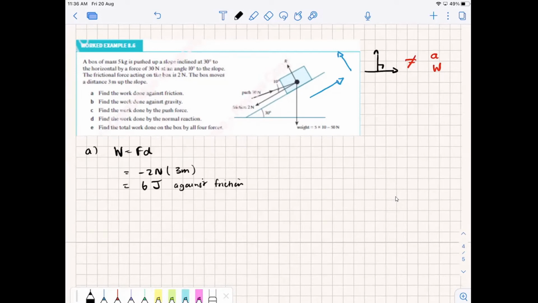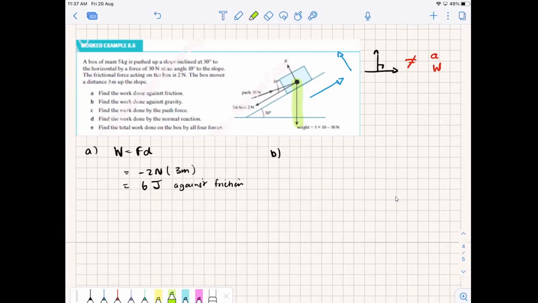Okay, let's go to B. Work done against gravity. And what work is being done against gravity? It's just the same, then minus 2. Well, here's gravity here. Is it pointing in the direction of motion? So that's a bit of a problem, isn't it?